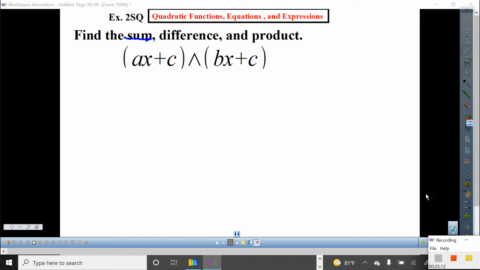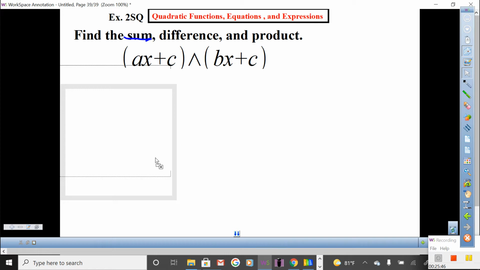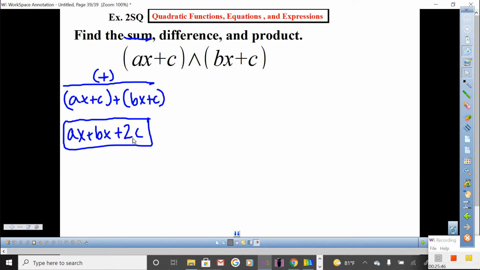Alright. Let's get this show on the road. Let's see, who haven't we called on for a while? Oh, Sky. What did you get for the sum, Sky? ax plus bx plus 2c. Hands if you got that? That is correct. And here it is. ax cannot be combined with bx, so we just write them out. However, what is c plus c? 2c. Do you see what we're looking at?